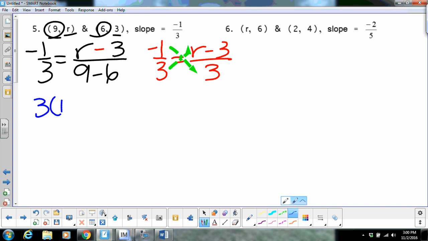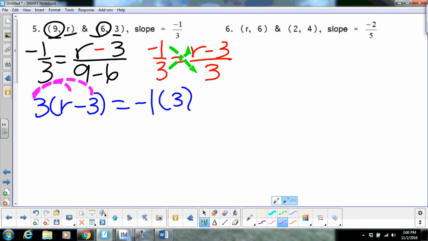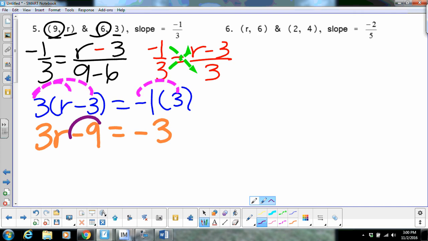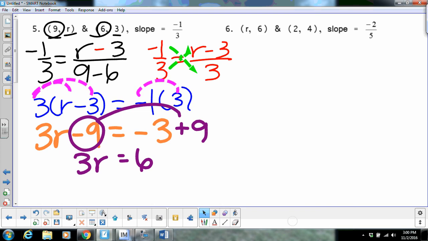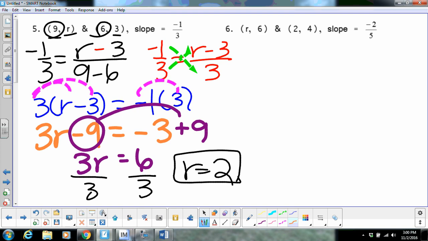So 3 times r minus 3 equals -1 times 3. Apply your distributive property, which takes us to 3r minus 9 equals -3. Move our 9, that becomes a positive 9, so 3r is going to equal 6. Divide by 3, and r is going to equal 2. So there are 3 examples of the R problems from your homework tonight. So now you are responsible for doing 2, 4, and 6.